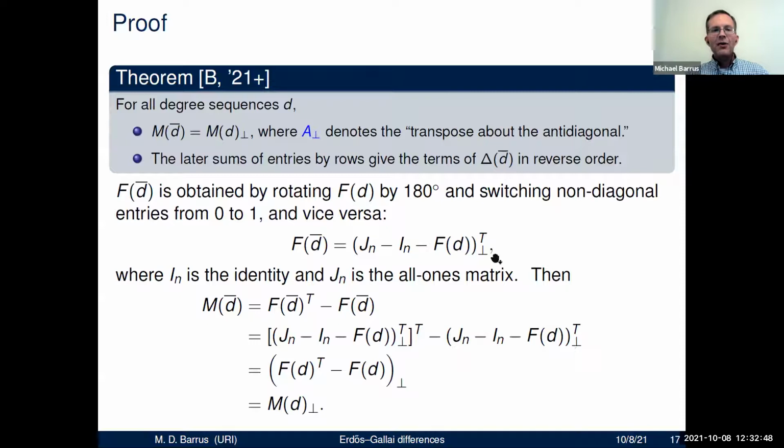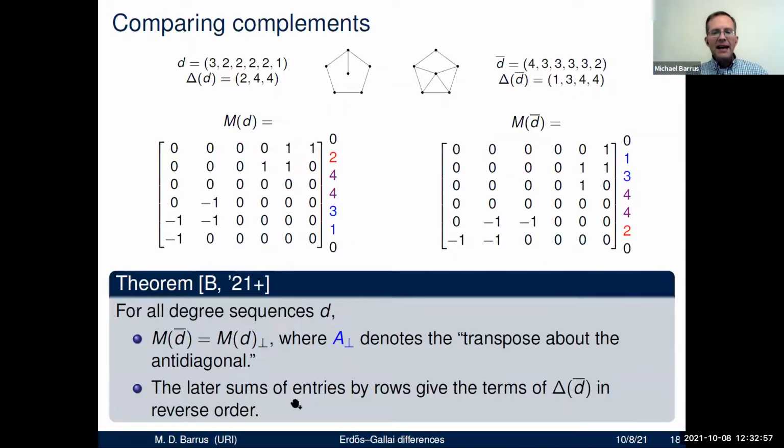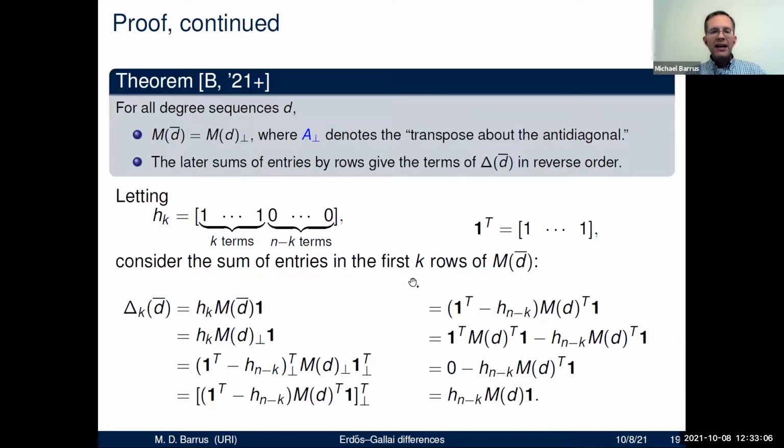Okay. All right, now let's talk about the Erdős–Gallai differences, because that's what I'm really interested in. Can we say anything about these? Can we show that the differences for D bar do show up as partial sums in the M of D matrix, just in reverse order? And we can, and again, there's a little bit of matrix arithmetic that's going to make this work.